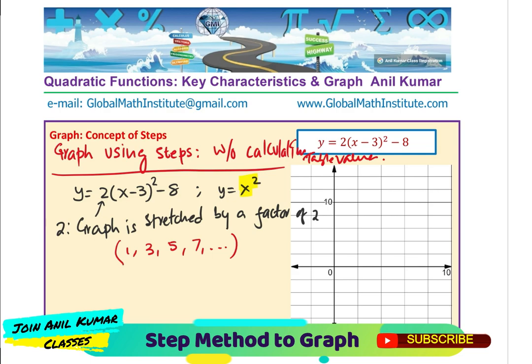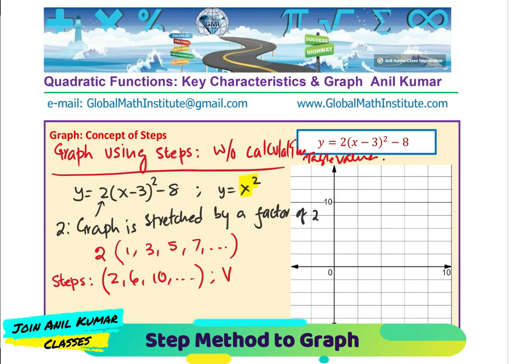Now, this is stretched by a factor of 2, that means multiplied by 2. And therefore, we say our steps are 2, 6, 10, so on. You'll soon understand what I'm trying to say. So these are the steps from the vertex, and the vertex is identified as (3, -8). So I'll now tell you how we put these steps and sketch the graph.